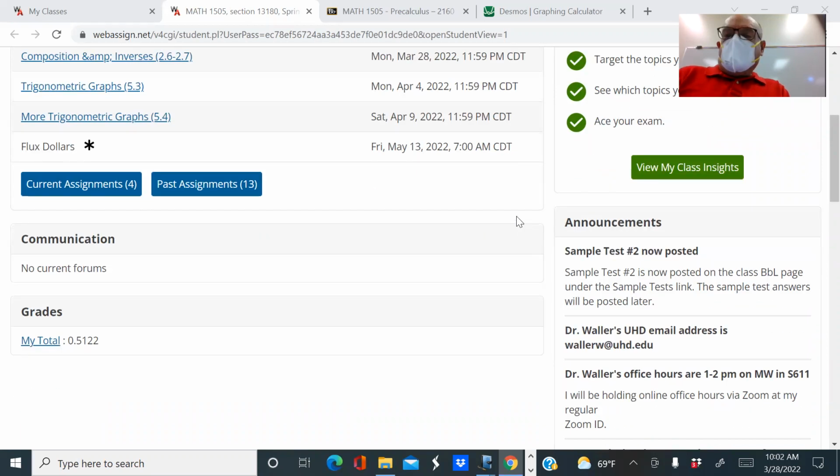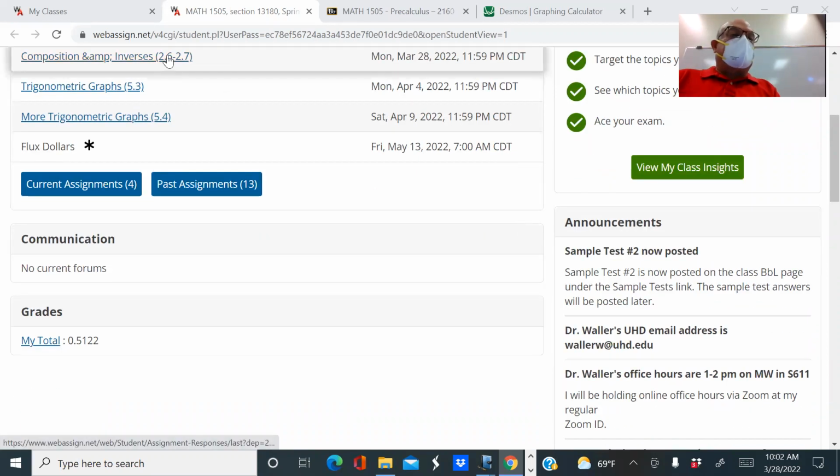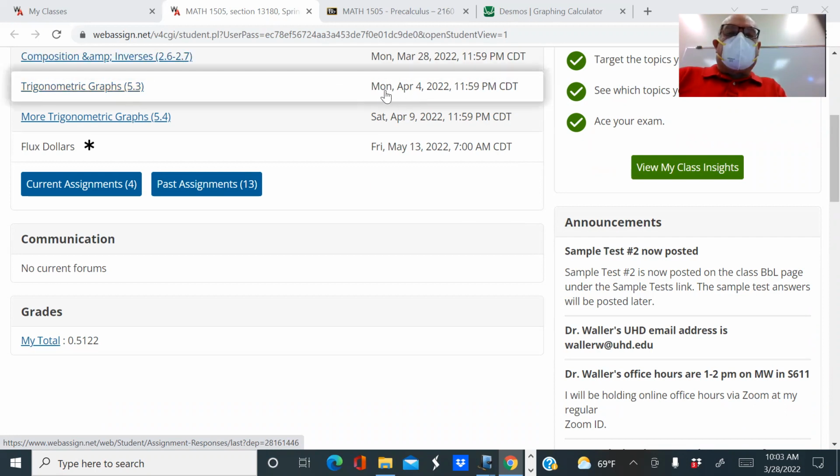So we have a homework due tonight on composition and inverses, and this one's not really that long, so I think it should be fairly easy to complete by tonight. And then we really don't have another homework until next Monday.